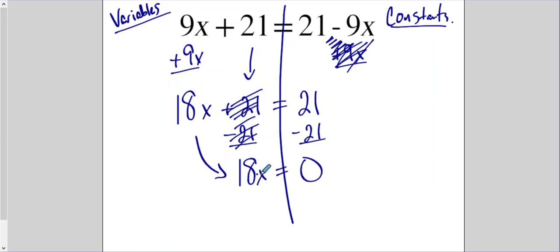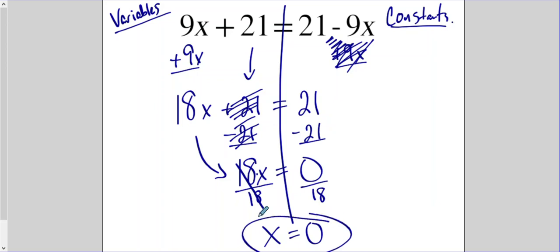Now to finish this, I want to cancel out that multiplying by 18. So I'm going to divide by 18. That cancels out. That gives me x equals 0. That seems like it might be a special case because you got these constants to cancel out, but that really isn't a special case. That is just one solution, and that solution is 0.